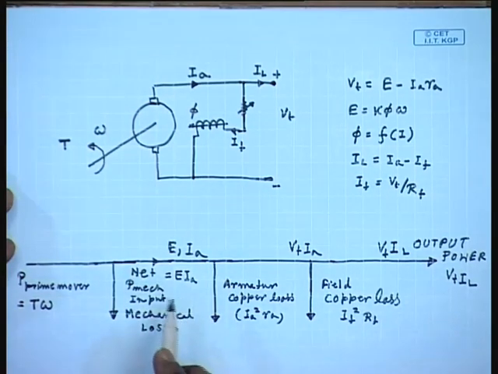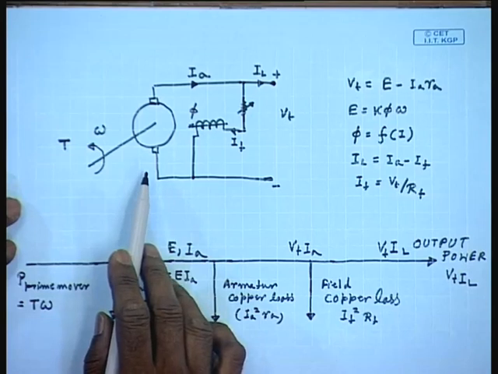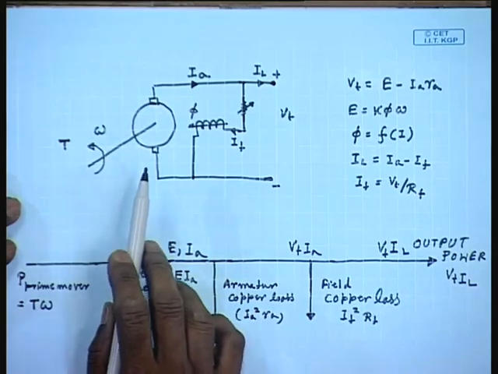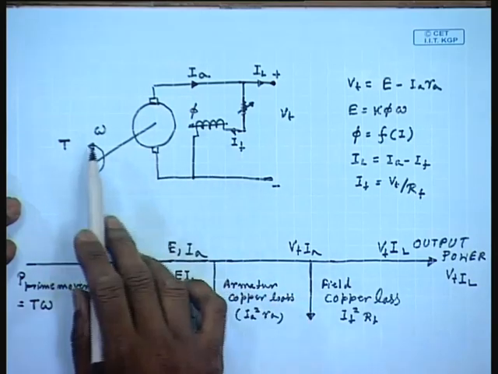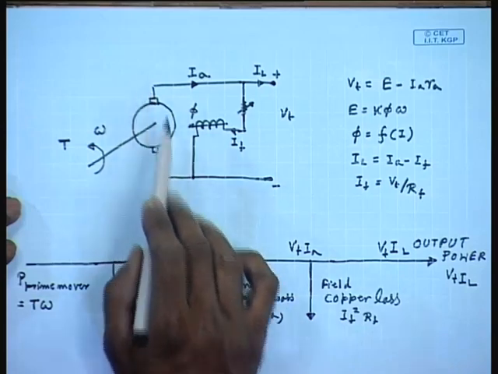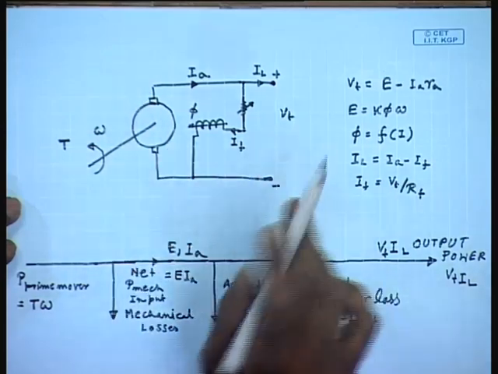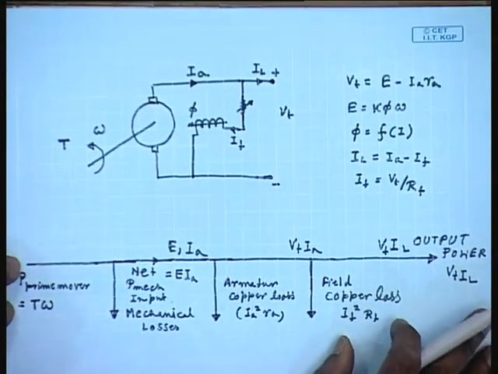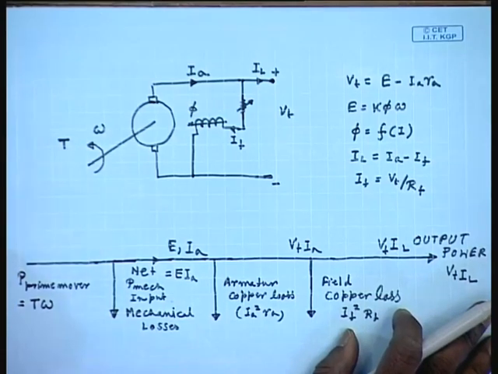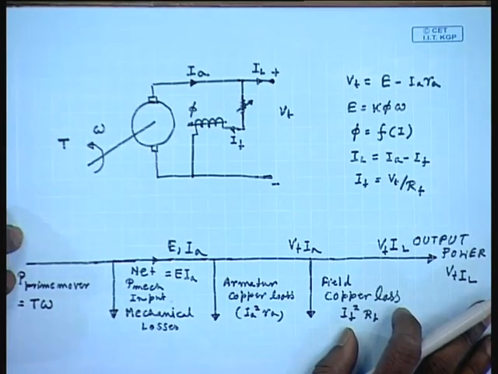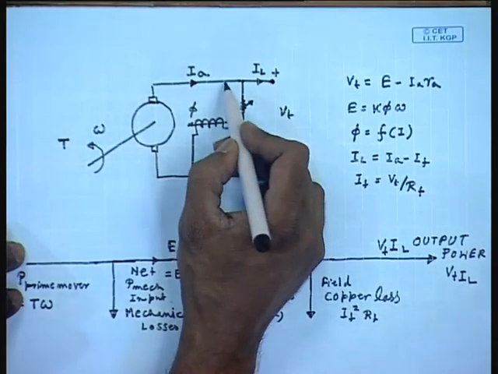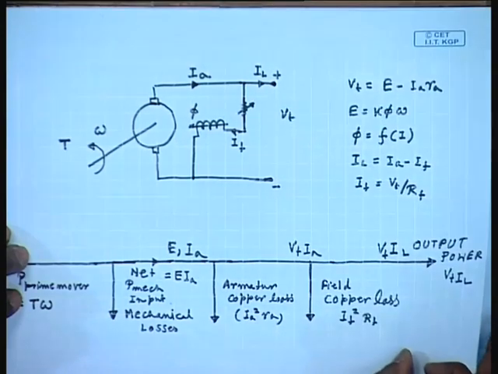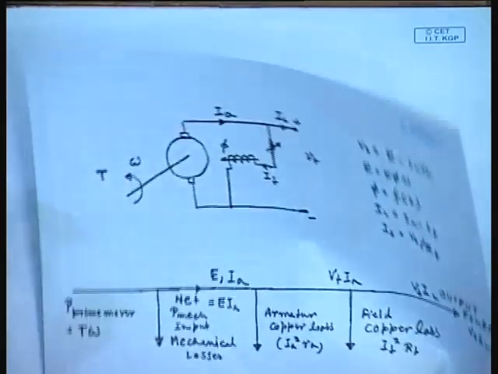Obviously, in order for this system to work as a generator, the prime mover should rotate the armature at a speed such that with the given field excitation the generated EMF across the armature is larger than the supply terminal voltage. Then only it will work as a generator. Now, what will happen if the rotational speed is less such that E is less than Vt? In that case, the direction of current through the same generator will reverse, and now the machine will work as a motor.